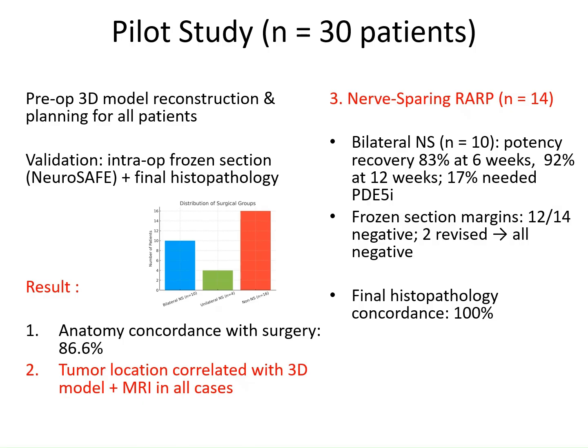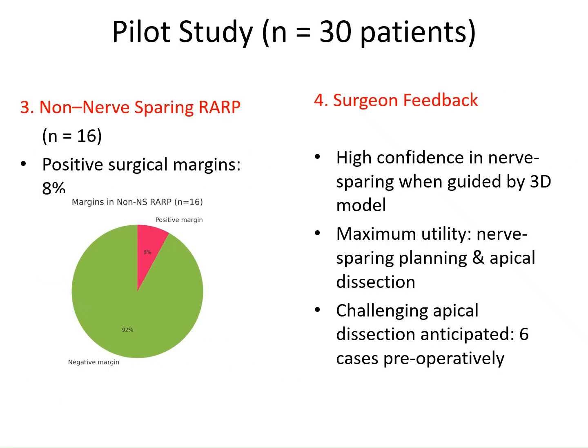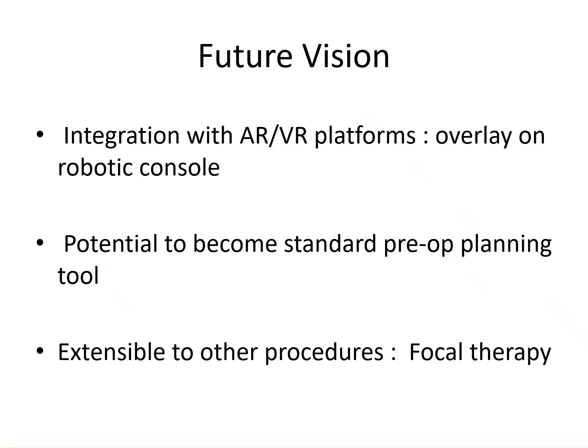Among bilateral nerve-sparing patients, potency recovery was 83% at 6 weeks and 92% at 12 weeks. Erectile function preservation was achieved in most, with only 17% requiring PDE5 inhibitors. In unilateral nerve sparing, erectile function was lower and all required PDE5 inhibitors. Among 16 non-nerve-sparing cases, 8% had a positive margin. Most of them were locally advanced cases. Importantly, surgeons consistently reported greater confidence in nerve sparing and apical dissection when guided by the 3D model.